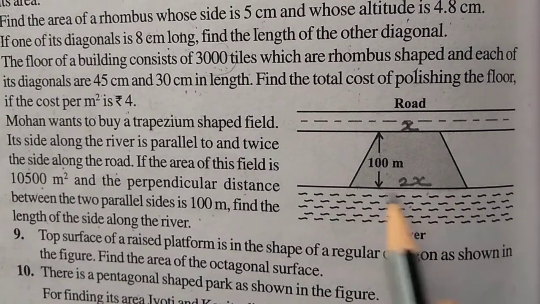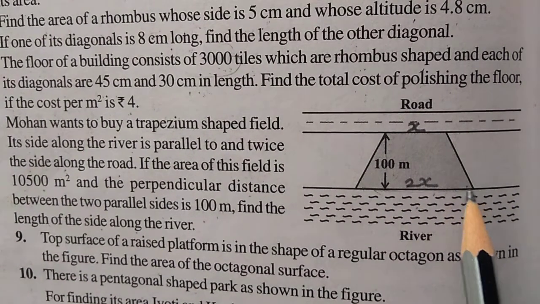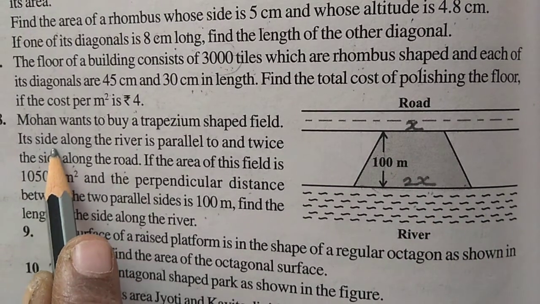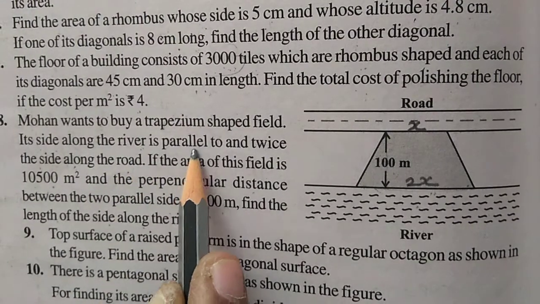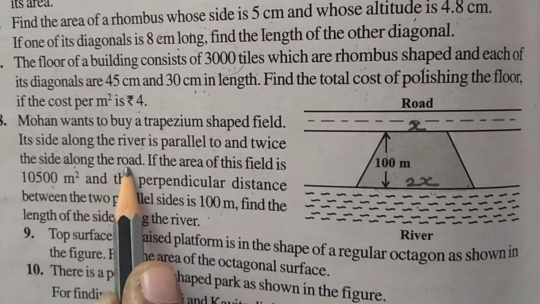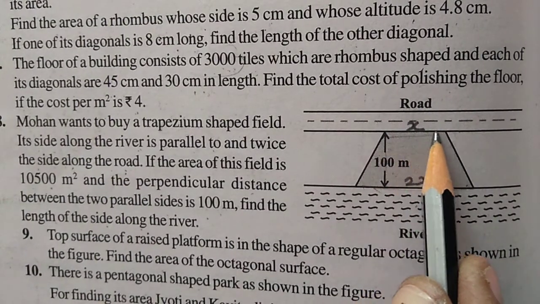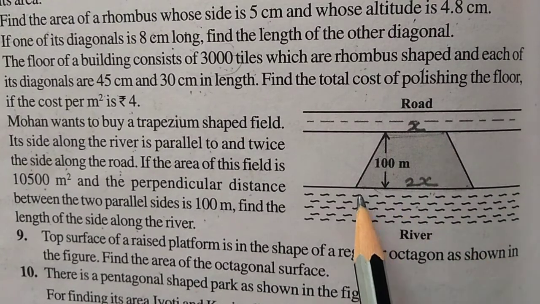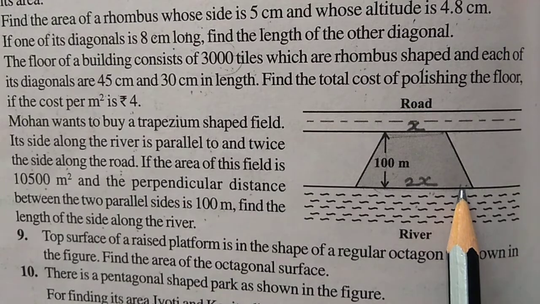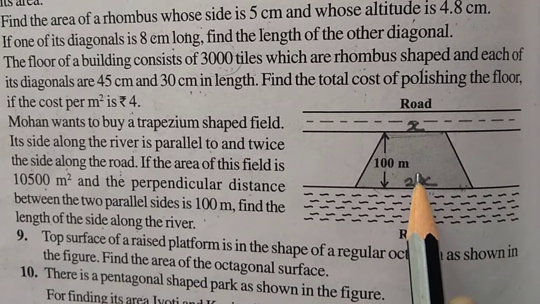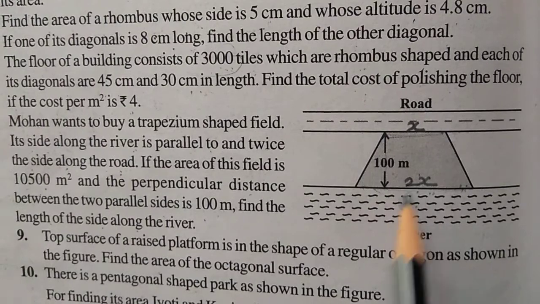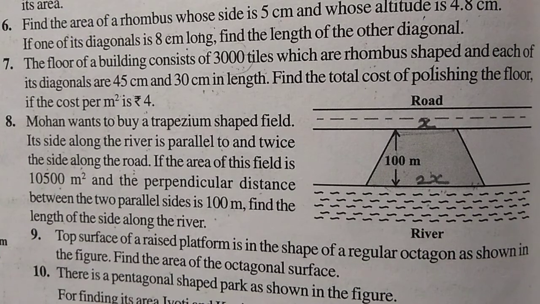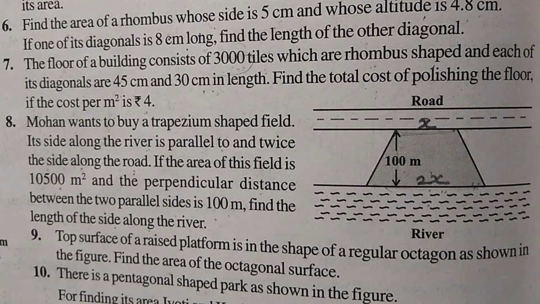So hope you would have understood now how we got x and 2x. The question it is given, its side along the river is parallel to and twice the side along the road. So twice the side along the road means, if you keep the side on the road is x, side on the river it will become 2x because it has become twice. So now we will use trapezium formula, substitute what are the information we get. We find the value of x, the road value, and then 2x, the length of side along the river.